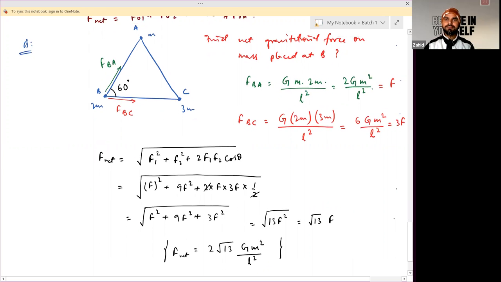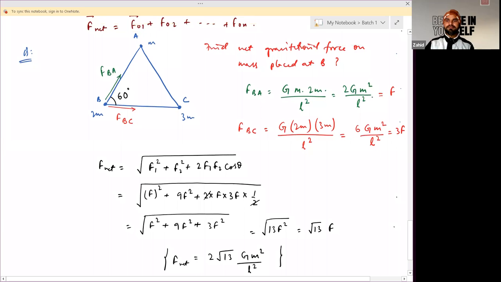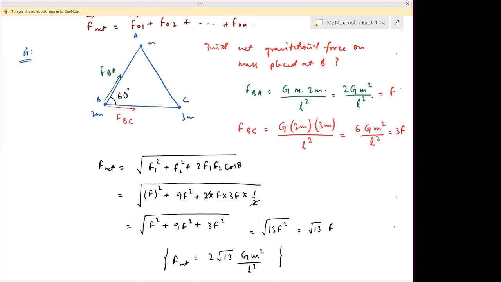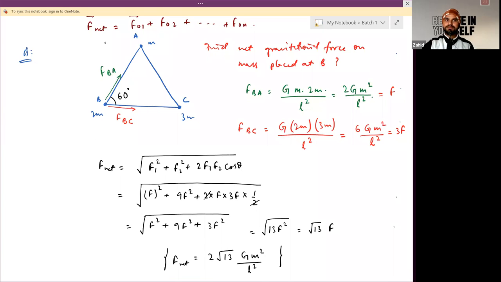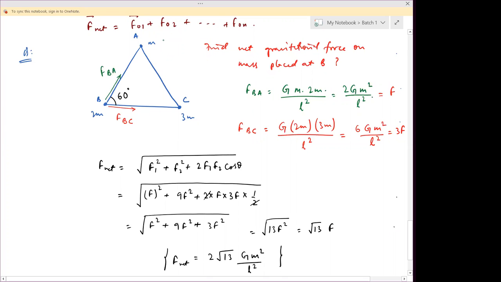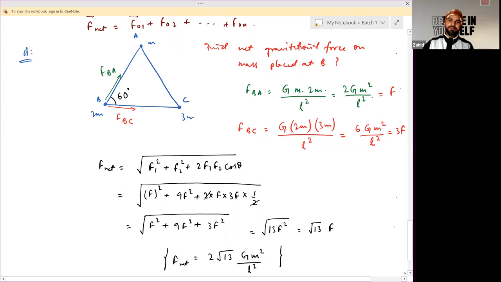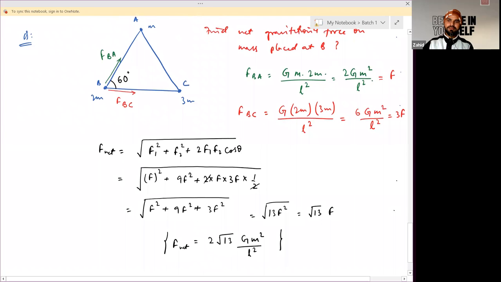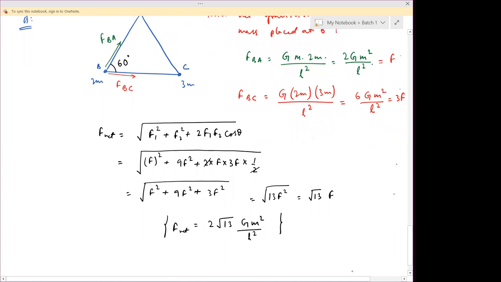Good, Khalid. Salman, is it clear? Yes, sir, I got this answer. Good. Hiba, any doubt? No, sir. Nikhil, are you there? You all have written? Yes, sir.